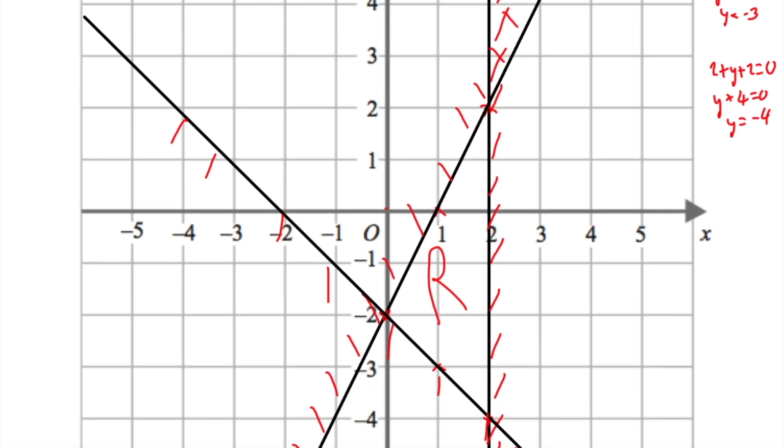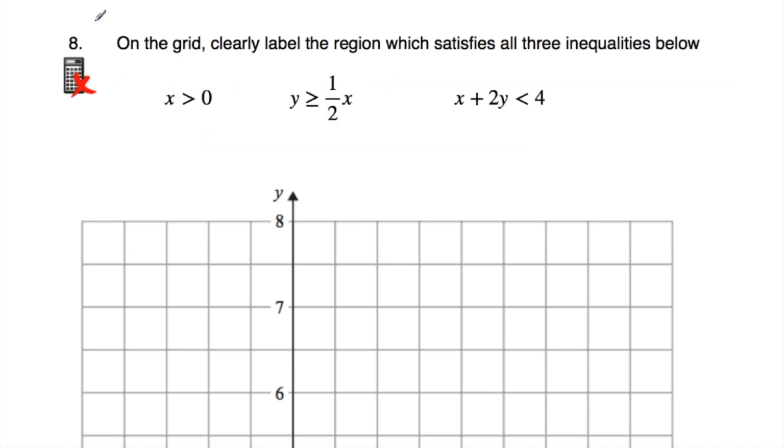Okay, let's look at our next question, question number 8. Question number 8 says, on the grid, clearly label the region that satisfies all 3 of these inequalities. So let's start off with the first one. x is bigger than 0.